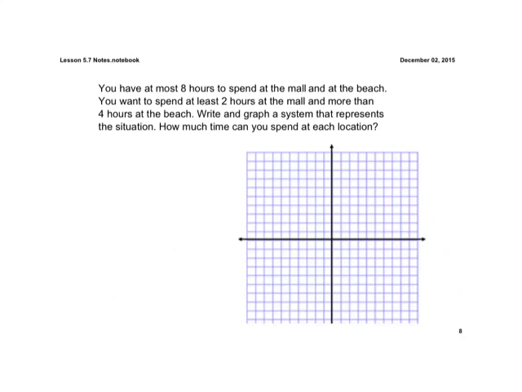All right, last problem here. We have a little application problem. We have at most 8 hours to spend at the mall and at the beach. Okay, let's say x is the mall, and let's say y is the beach.